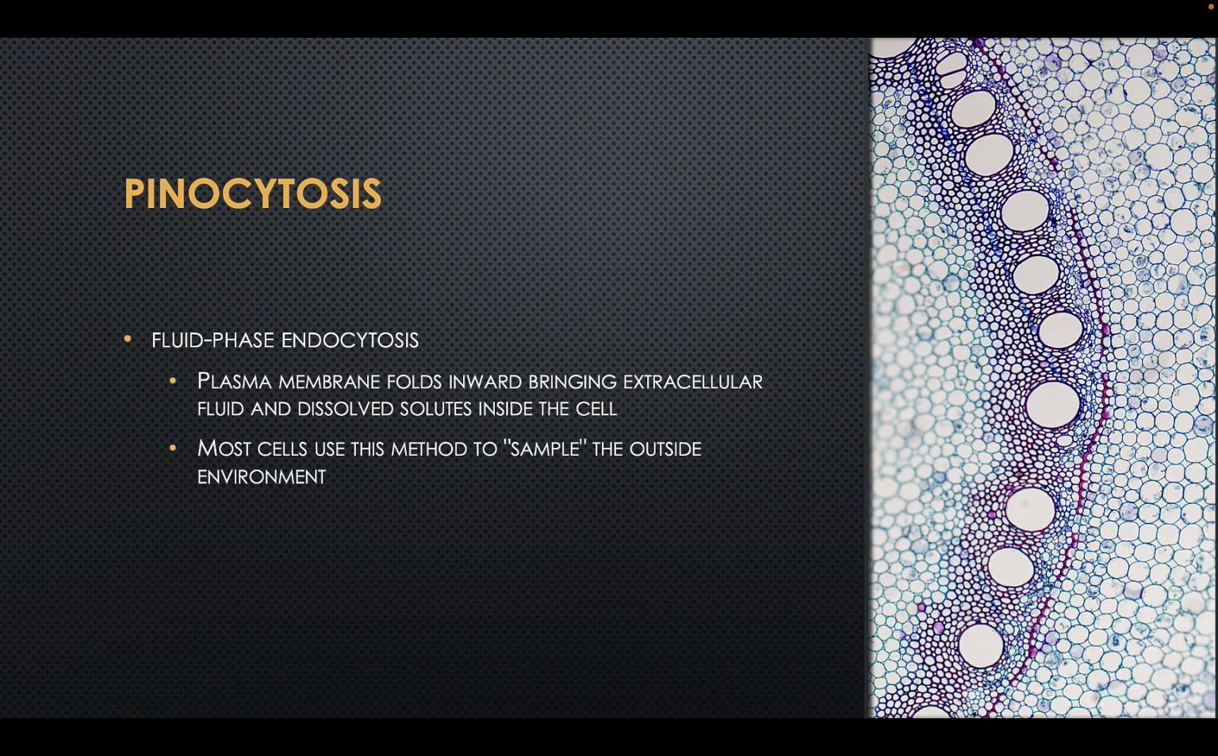So most cells use this method to sample the outside environment. They want to know what's going on the outside of the cell. And that's really important because the cell has to be in constant communication with the body. So the cell has to know what is going on right outside its front door. And we have other things that are happening in the body where it uses pinocytosis, like for instance in the small intestine, a lot of the nutrients are absorbed through this process of pinocytosis.